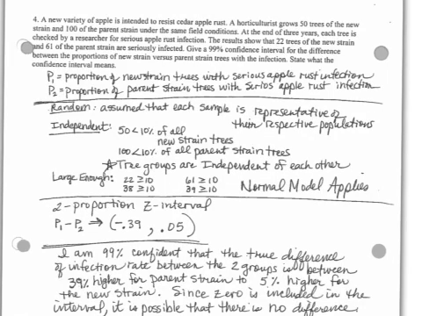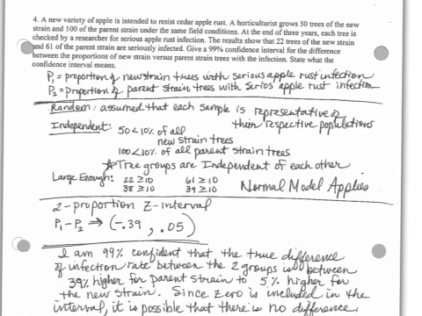Okay, let's do review of numbers 4 and 5. So number 4 is another two proportion problem, and it's just talking about the varieties. They're looking for things that are resistant to cedar apple rust. And so what they have is a couple of strains of trees.